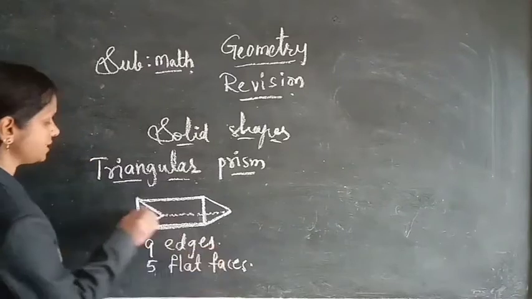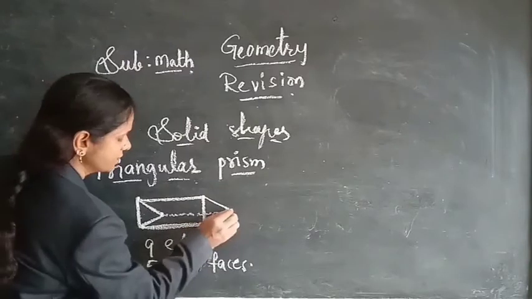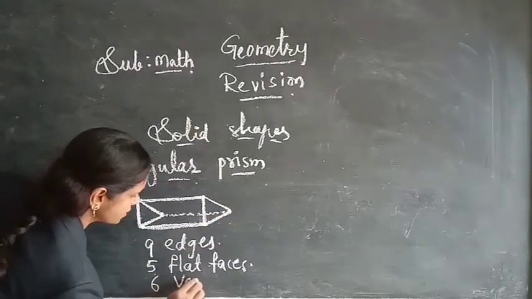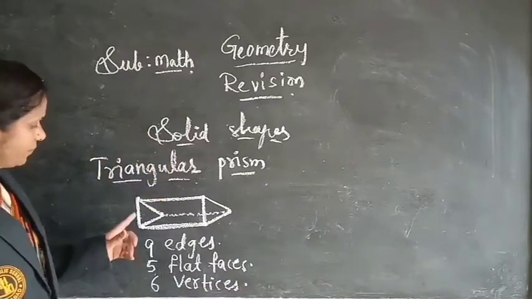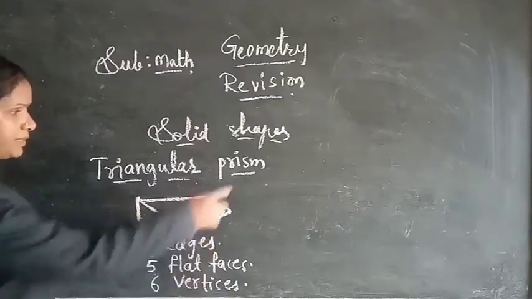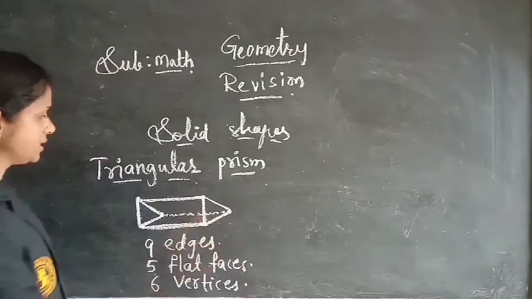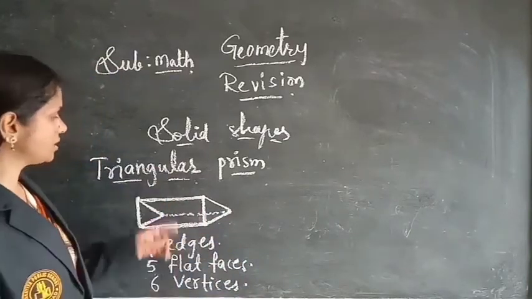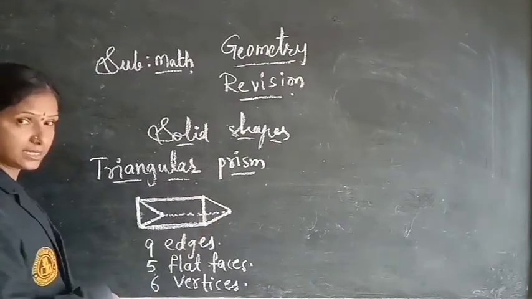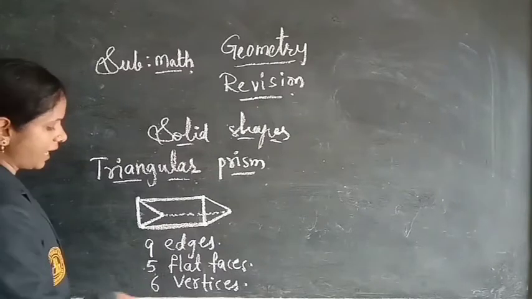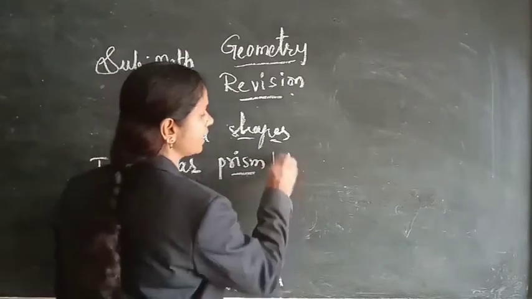So coming to the vertices. 1, 2, 3, 4, 5, 6. 6 vertices. See children once again. A triangular prism, and a prism, as I said already, at the top it should have one edge or one surface. See here you can see one edge. So a triangular prism has 9 edges, 9 line segments, 5 faces and 6 vertices.